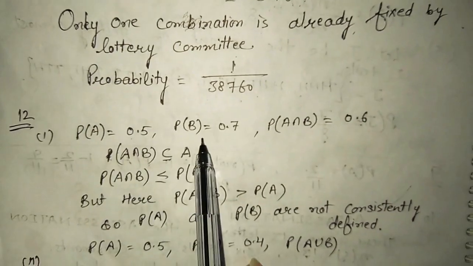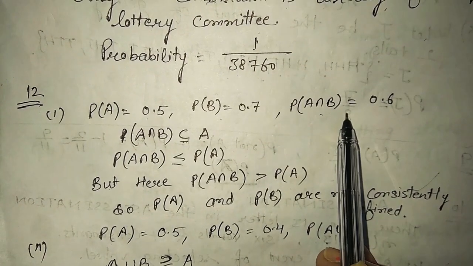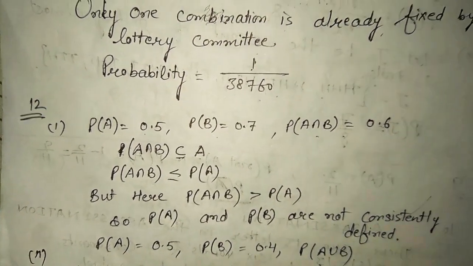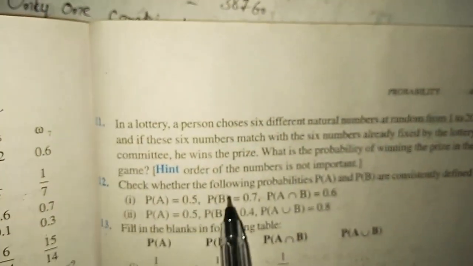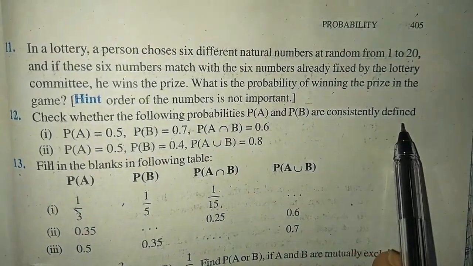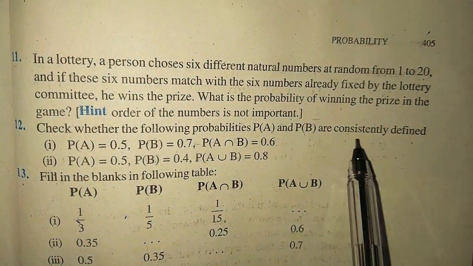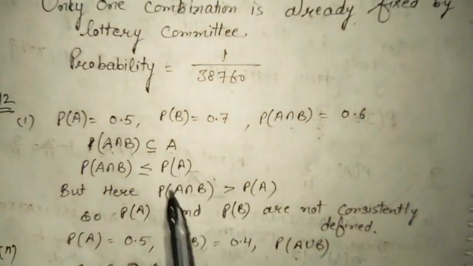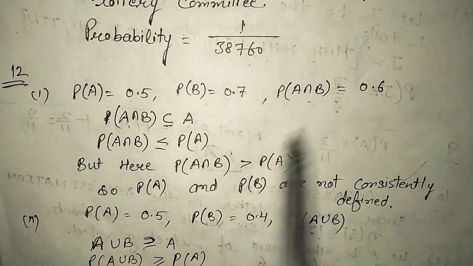In this question, P(A), P(B) and P(A intersection B) are given, and we have to check whether the following probabilities are consistently defined or not. Consistent here means whether this data is correct or not.